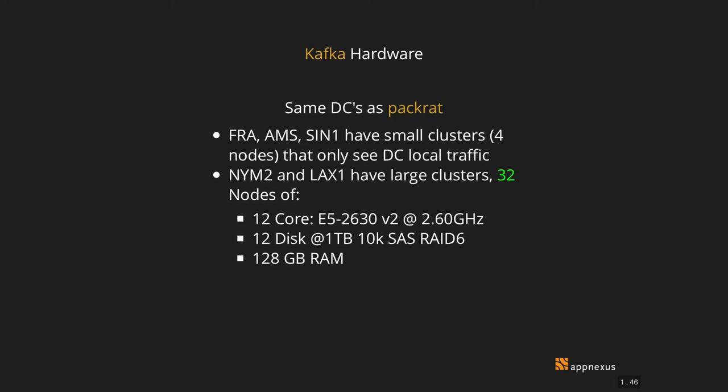We have some smaller clusters that do other things, but the main clusters we use in New York and LA have 32 nodes. They're 12-core E5s. We use a 12-disk, 1 terabyte, 10K SAS RAID 6 and not RAID 10. I know some of you are saying, idiot, why don't you run RAID 10?